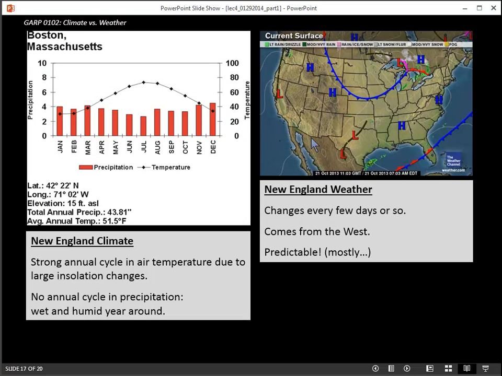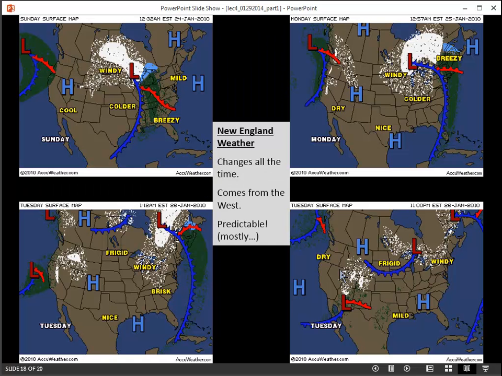All right? So just to recap, here's New England climate. Warm summers, cold winters. No dry season. No wet season. Here's New England weather. This is a weather map. Changes every few days or so. Comes mainly from the west. We'll talk about that. And is very much predictable. And we'll talk about that as well. All right? So that's the differences between climate and weather.